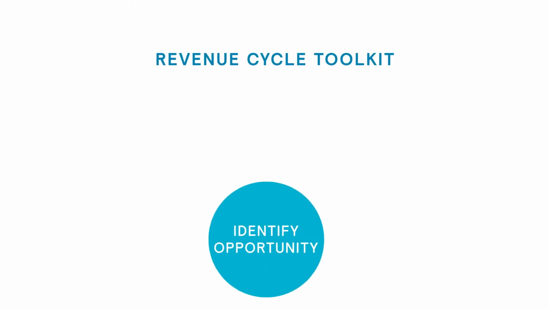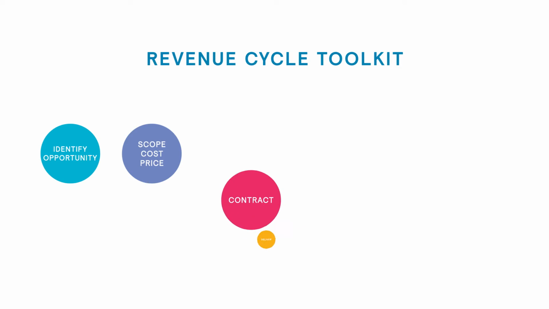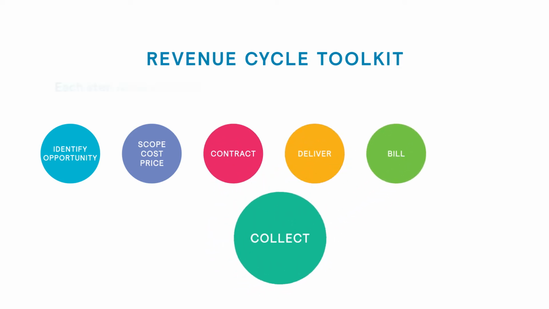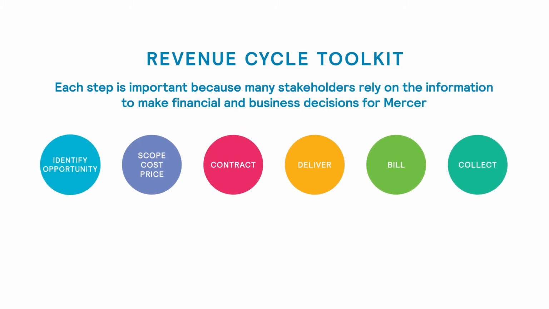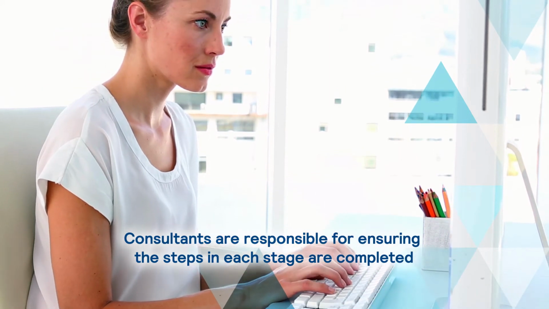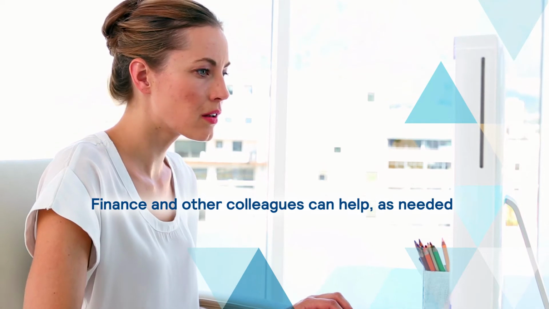The Revenue Cycle Toolkit was designed to help our colleagues better understand our revenue cycle, the importance of the role they play in it, and to help achieve profitable growth. Each step is important because many stakeholders rely on the information to make financial and business decisions for Mercer. Consultants and, in some countries, relationship managers are responsible for ensuring the steps in each stage are completed. This video walks through each stage of the revenue cycle.